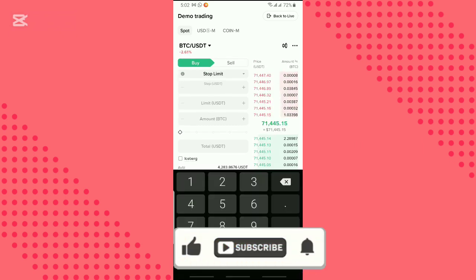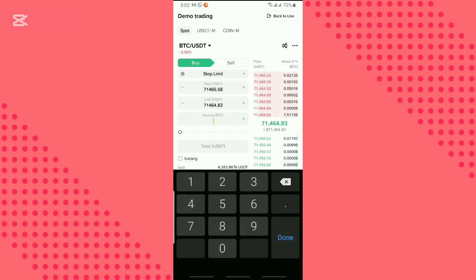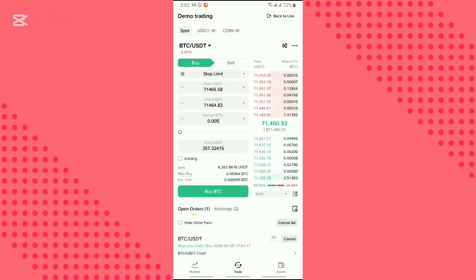Example, let's say Bitcoin is trading at $60,000. You want to sell if price drops to $58,000. You could set stop price 58,000, limit price 57,900. When the market hits $58,000, Binance will automatically place your sell order at $57,900.